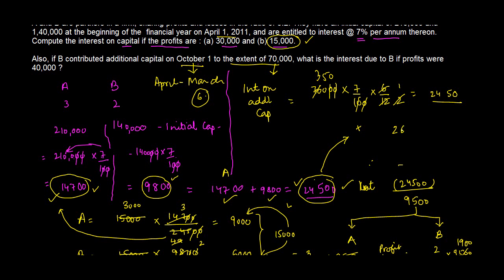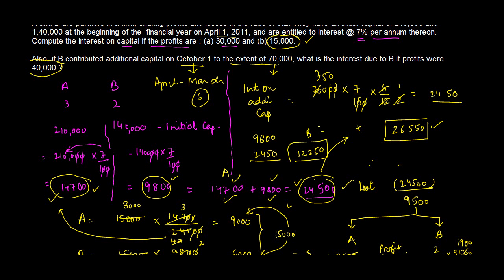So the total interest is how much? 26,950, which is within the limit of 40,000. Hence the entire interest will be allowed. So A will get 14,700 and B will get what? 9,800, which was the original interest, plus 2450, that is 12,250. Right?